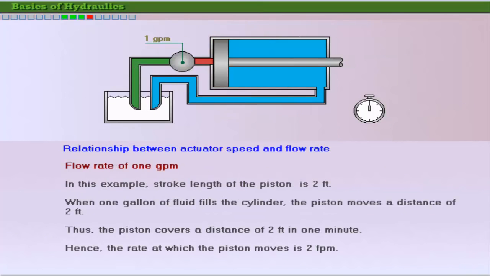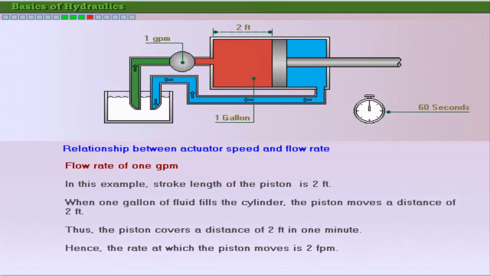The given system illustrates the relationship between the speed of an actuator and the flow rate. In this system, the piston moves a distance of 2 feet when 1 gallon of fluid fills the cylinder. The pump delivery is 1 GPM, and the piston covers a distance of 2 feet in 1 minute. Hence, the rate at which the piston moves is 2 feet per minute, or 24 inches per minute.